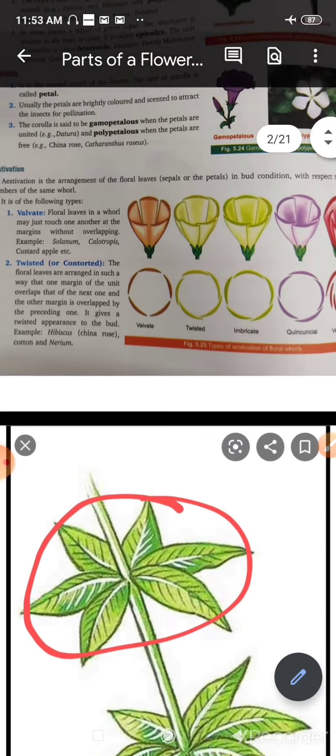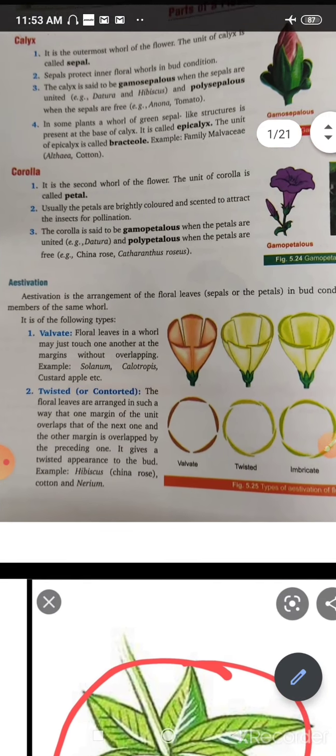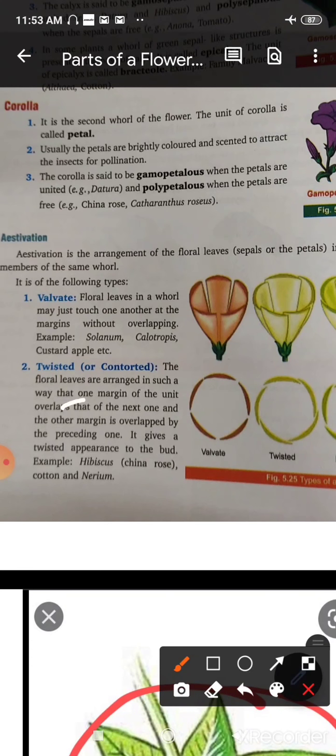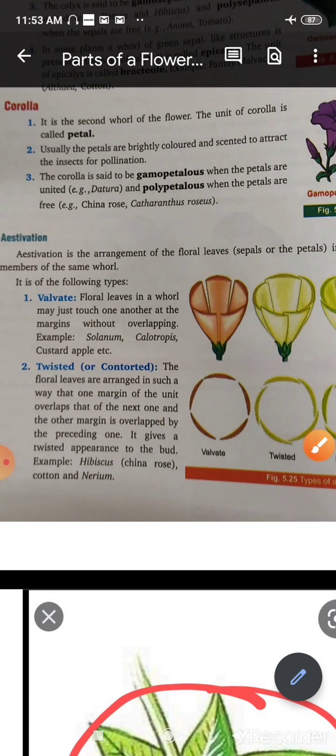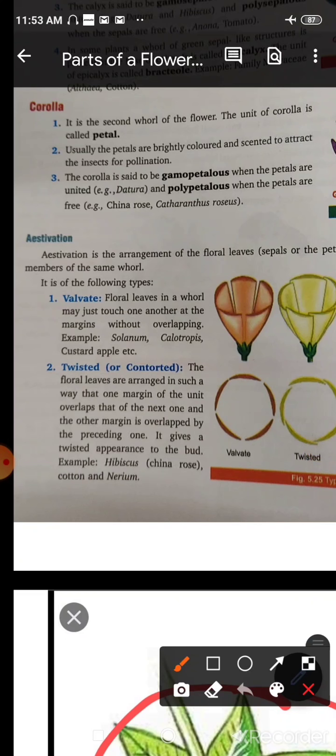Next we come across is twisted or contorted aestivation. In twisted, the floral leaves are arranged in such a way that one margin of the unit overlaps the preceding one, the one before that. It gives a twisted appearance to the bud. Example is hibiscus, that is China rose.